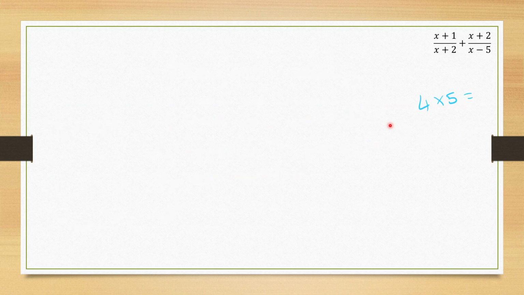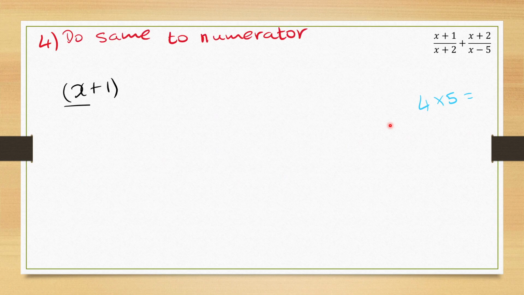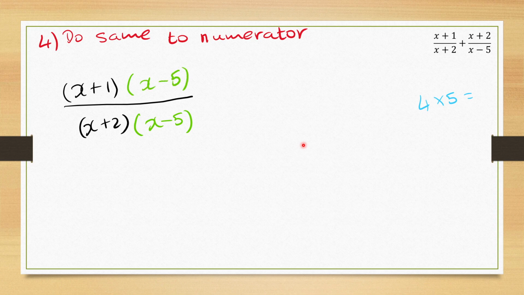Now, once you've made the lowest common multiple, do the same for the numerator. So this is the first fraction. The lowest common multiple of the denominator is (x plus 2)(x minus 5). Since you're multiplying by x minus 5 on the bottom, you need to do the same for the top, so multiply x minus 5 on top. Then you move on to the second fraction.